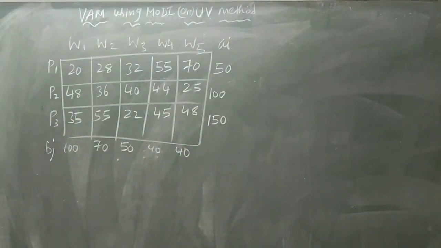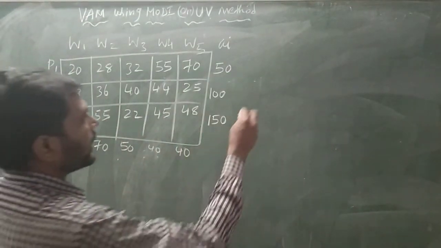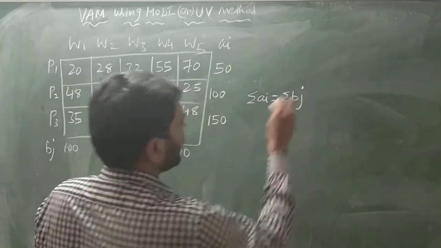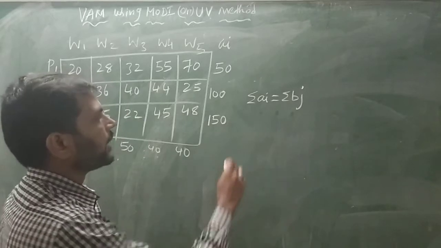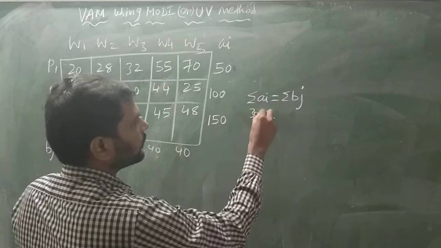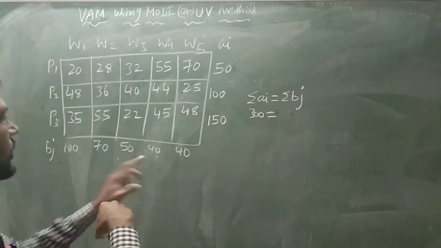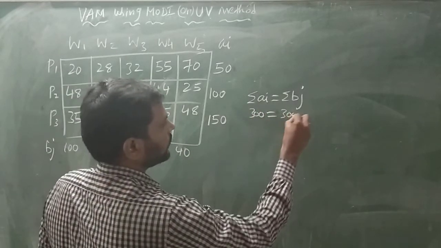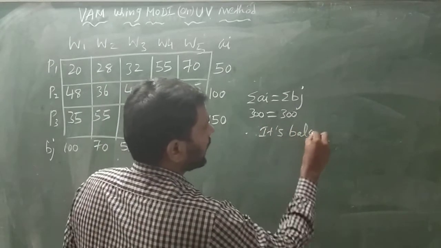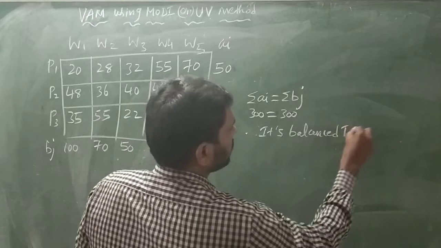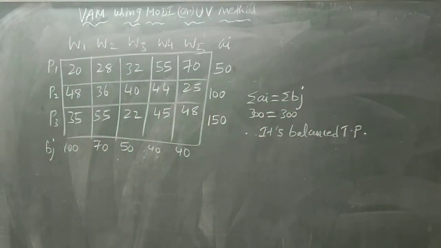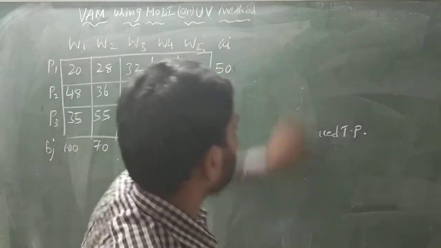Before entering the problem, we have to check whether it is balanced or unbalanced. The formula is summation Ai equal to summation Bj. Summation Ai total is 300 and also Bj total is 300. Therefore it is a balanced transportation problem. So now I enter the problem.